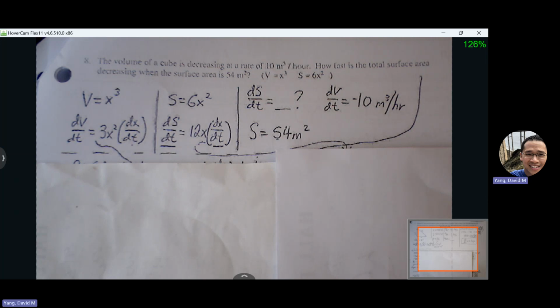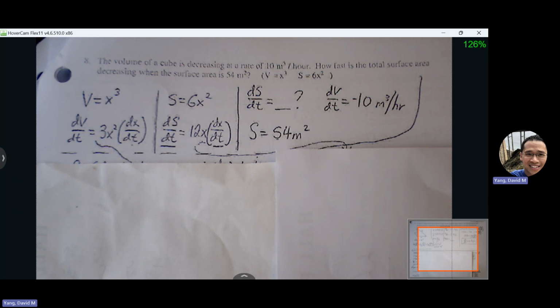Okay, so V is x cubed. We find the derivative, dV/dt becomes 3x squared dx/dt. S becomes dS/dt; 6x squared is 12x dx/dt. The volume of the cube is decreasing at a rate of 10 cubic meters per hour. We know that's talking about volume decreasing, so that's -10 for dV/dt. How fast is the surface area decreasing?